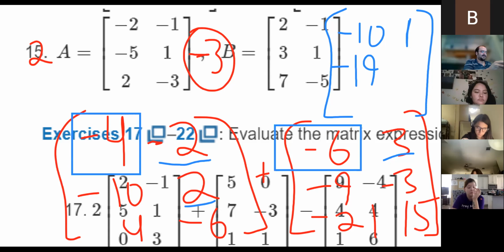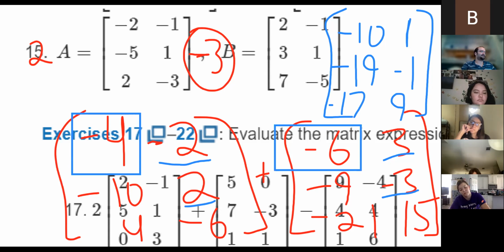Mm-hmm. This one you said was what? It's minus 1, the other one. A minus 1, and then we have? Minus 17, 9. Because they did just. Minus 17, yes. I can't read my own writing, apparently. Minus 17. There we go. And what, 15 minus 6 is what, 9? 9. Yes, 9. 15 minus 6.